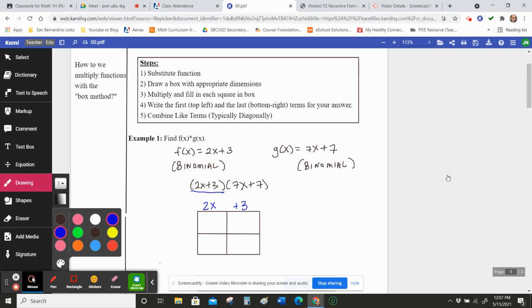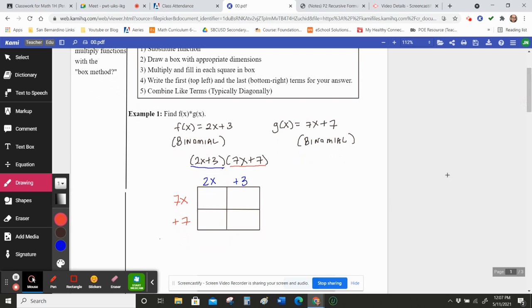On the other side of the box, I will have my next two terms. Again, the order doesn't matter, and I'll show you guys in just a second. 7x plus 7 will be the next term. Once you have the corresponding sides of the box, you're going to multiply to figure out what's going to be on the inside of the box. Okay, so what does that mean?